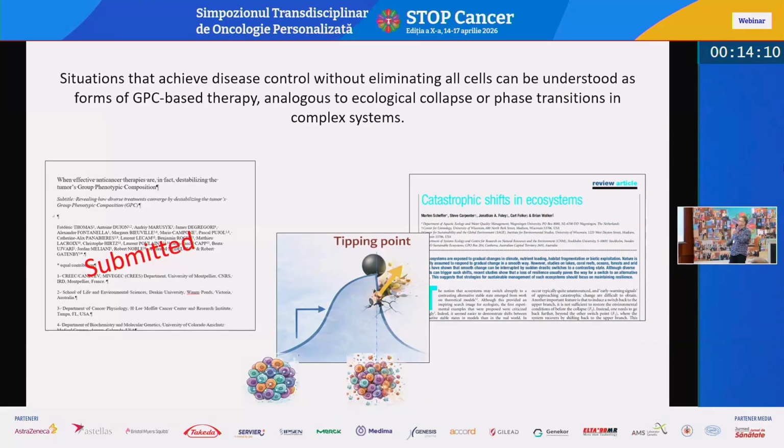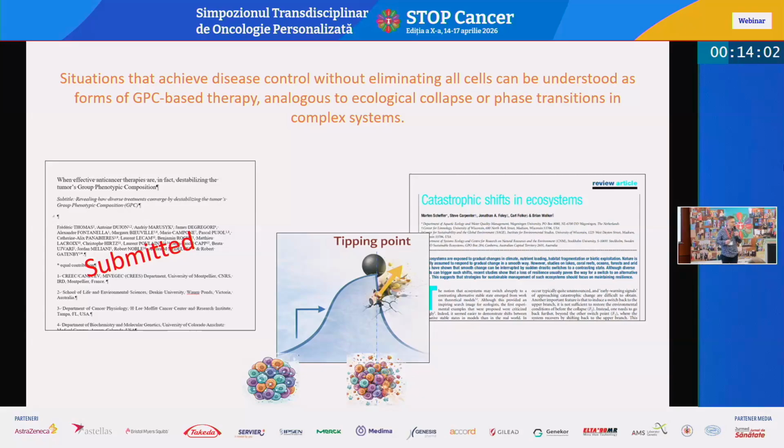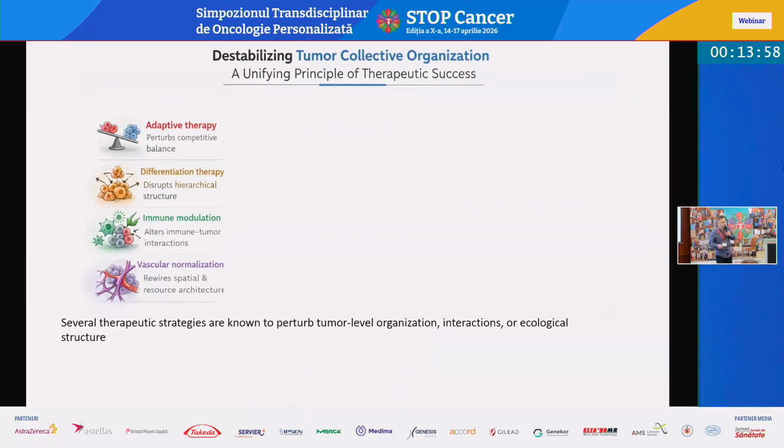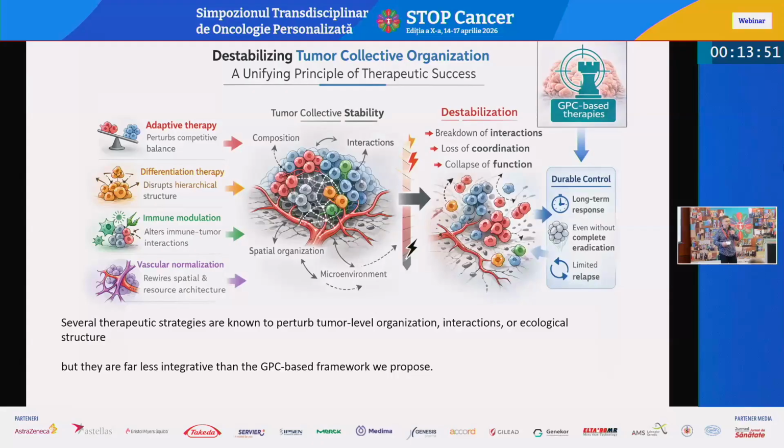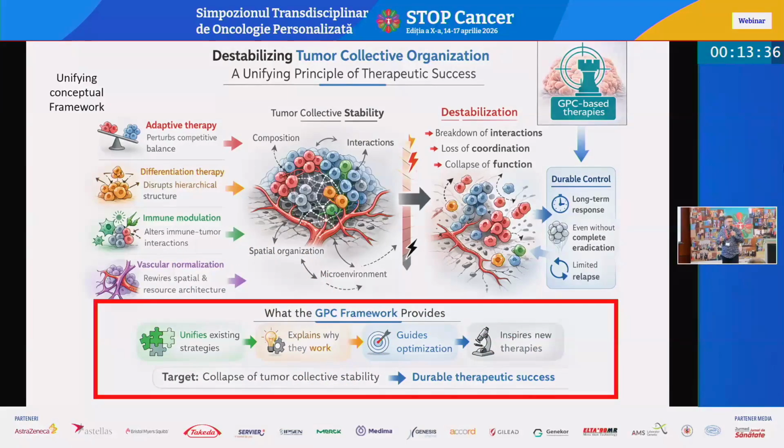So we have suggested that the situations that achieve disease control without necessarily eliminating all the cells could potentially be understood as forms of GPC-based therapies. So among existing therapies, several therapeutic strategies are known to induce some destabilization in tumors, but clearly they are much less integrative than what we are suggesting with the GPC-based therapy, and it is also possible to reinterpret them through the lens of GPC-based therapy. And maybe the main novelty, the main originality we are bringing with the GPC-based therapy is to provide a unifying conceptual framework that can explain why, how, and when it is possible to destabilize the tumor, and why it sometimes works, to guide the optimization and potentially to inspire new therapies that would rely on those principles.